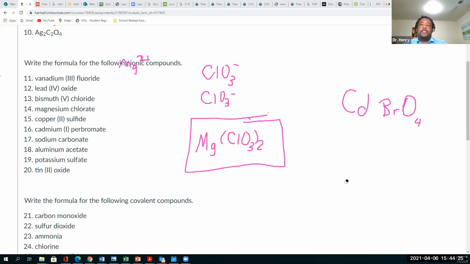In this case, you don't need the parentheses because you only have 1 per bromate. If you look on your polyatomic ion table, you have bromate. You learned today that per means that I add another oxygen to that. So perbromate is BrO4. Cadmium 1 means my cadmium has a +1 charge. So I just need one of these and one of those. So I just write it like this. Make sense?